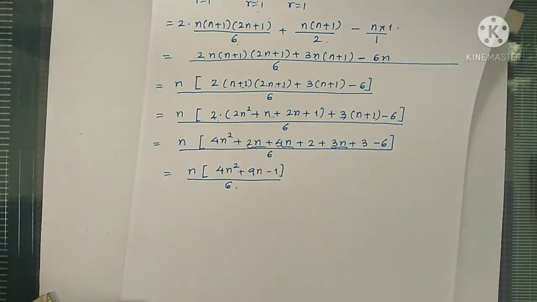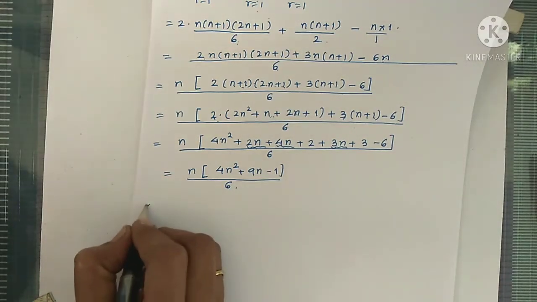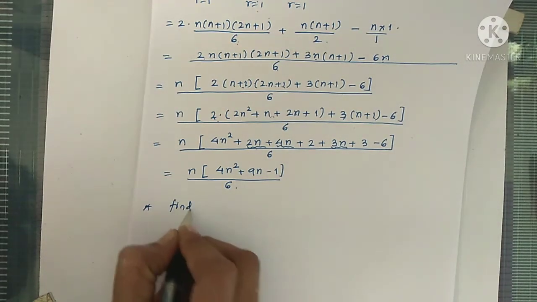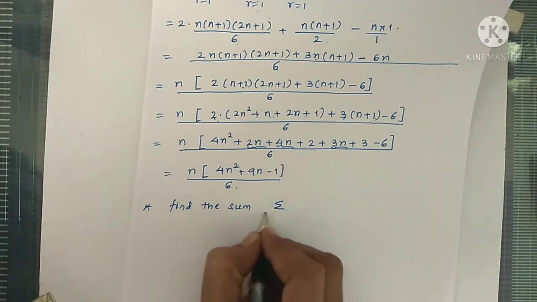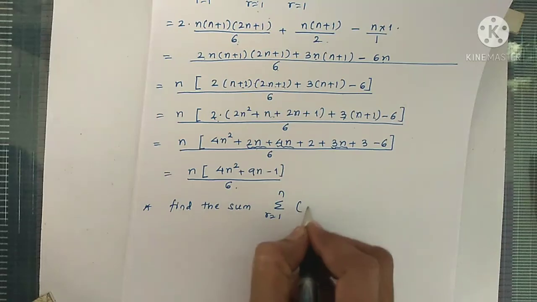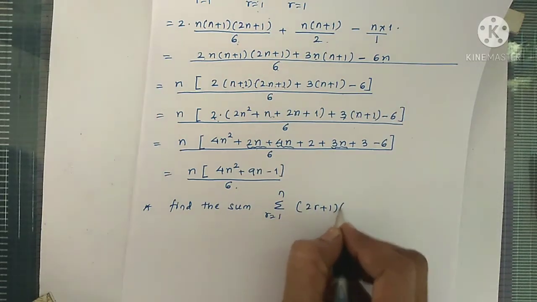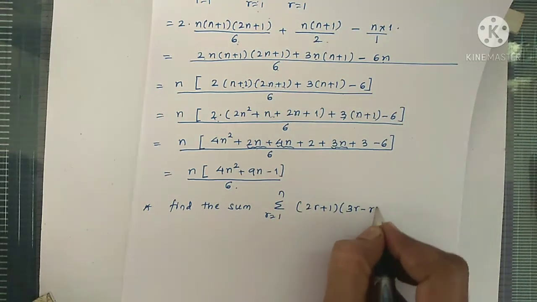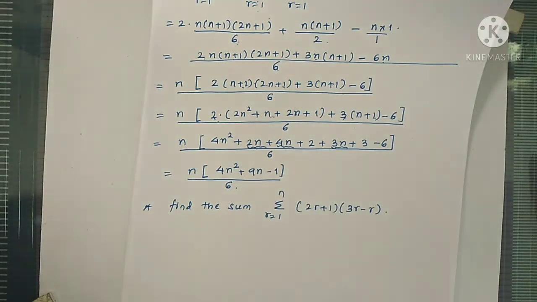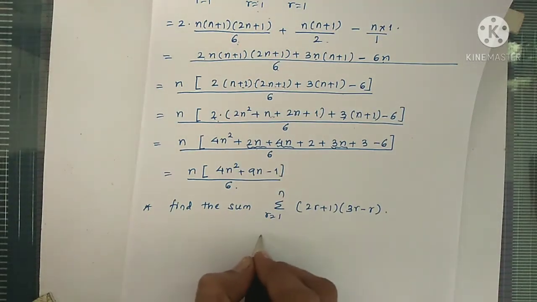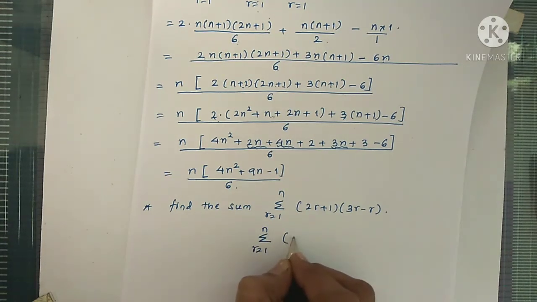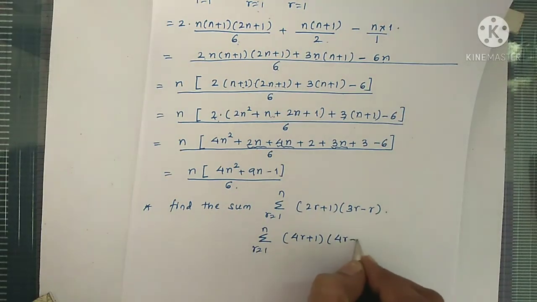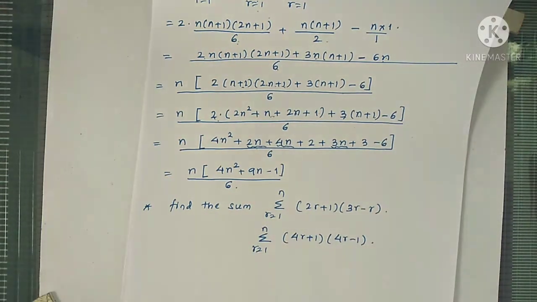Now your today's assignment is: find the sum, summation r equal to 1 to n, (2r plus 1)(3r minus r). And take one more question: summation r equal to 1 to n, say (4r plus 1)(4r minus 1). Solve these two questions.